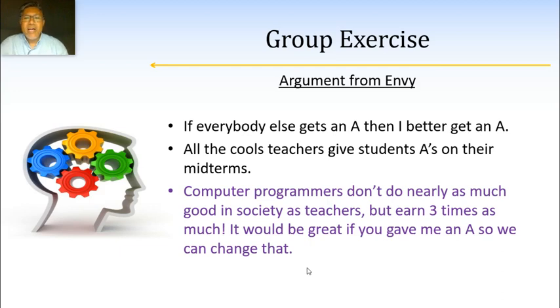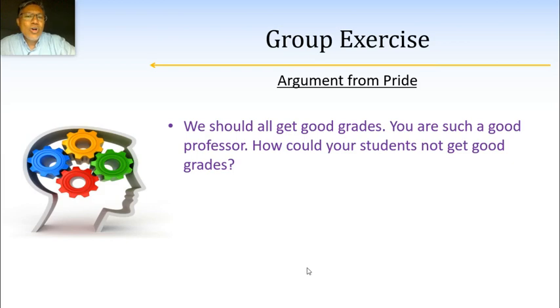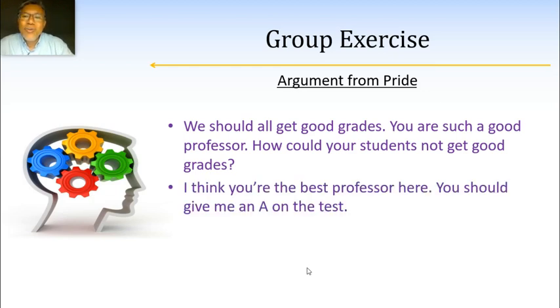Okay. Our last one is argument from pride. Again, you're trying to appeal to the listener's sense of ego, their sense of pride. "We should all get good grades. You are such a good professor. How could your students not get good grades?" Okay, this is very good. "I think you're the best professor here. You should give me an A on the test." Again, good. You're appealing to your instructor's sense of self-worth, trying to make them feel good about themselves.